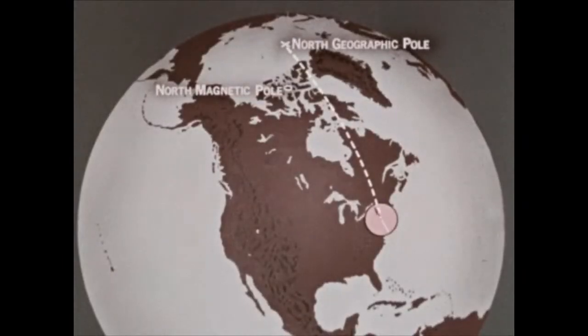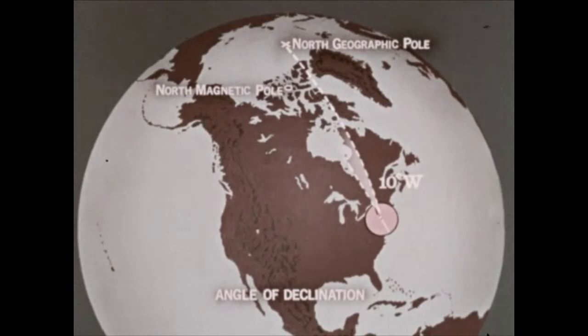If we extend a line in the direction the needle points, an angle is formed. Its measure is the angular difference between true north and the direction the compass points. This angle is called the angle of declination. Here it's 10 degrees west. In this particular location, the compass points 10 degrees west of the north geographic pole.